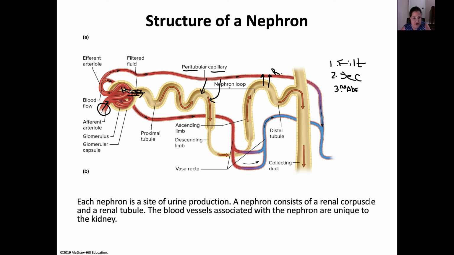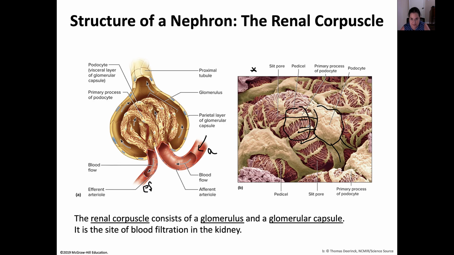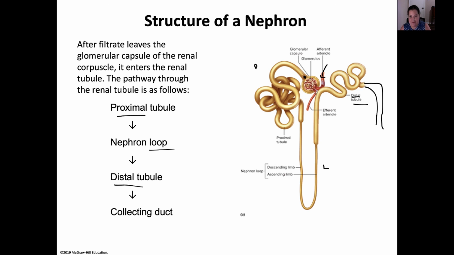You can see it here. We have filtrate going from the proximal tubule to the descending, to the ascending, to the distal tubule, to the collecting duct. We can see it here. Filtrate goes from the glomerulus to the proximal tubule, to the descending loop, to the ascending loop, to the distal tubule, to the collecting duct, to the minor calyx, to the major calyx.